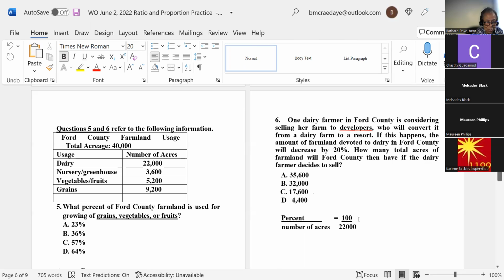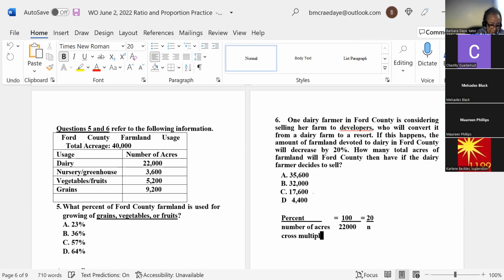So we can set these ratios equal. This will be equal to 20 for the 20%, and this would be N. Okay, so what is N equal to? How would you solve it? Cross multiply. Tell me what is N.